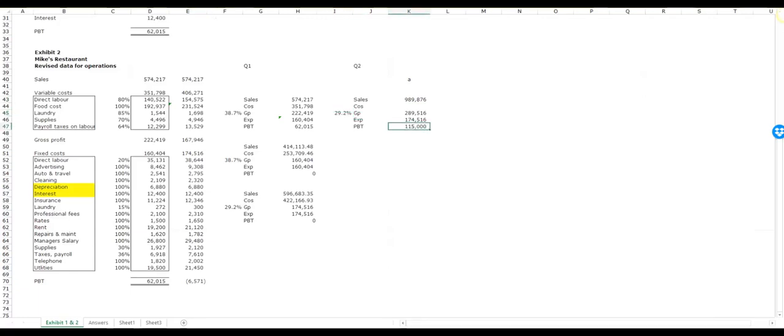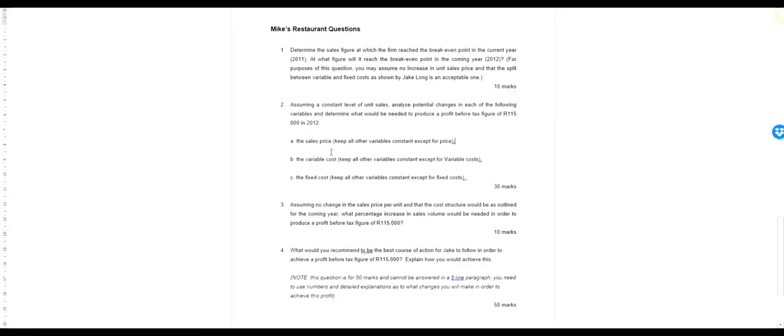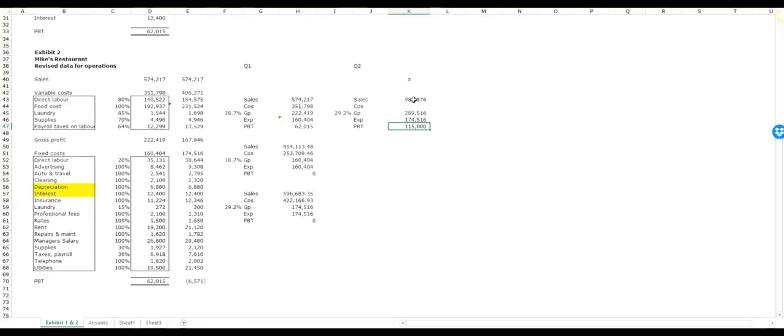And the question is actually quite clear. The question says, assuming a constant level of unit sales. In other words, we are not increasing the volume. We are only increasing the price. Okay, so let's get rid of this because that's not correct. Delete that. Okay, so how do you increase the price?